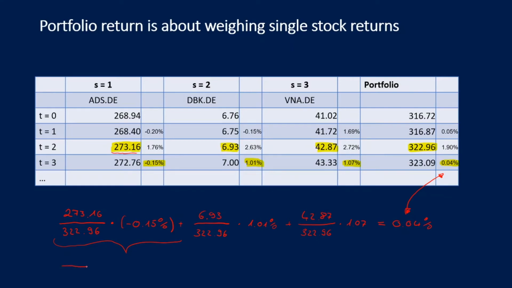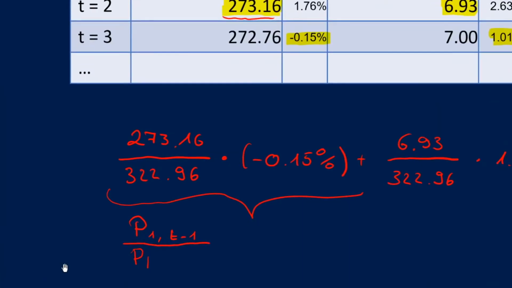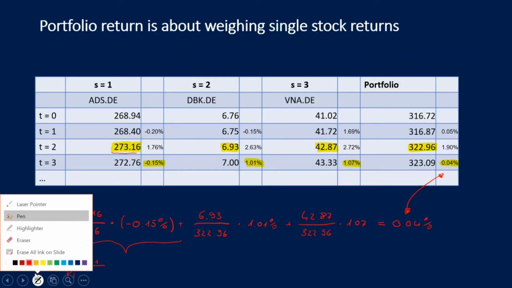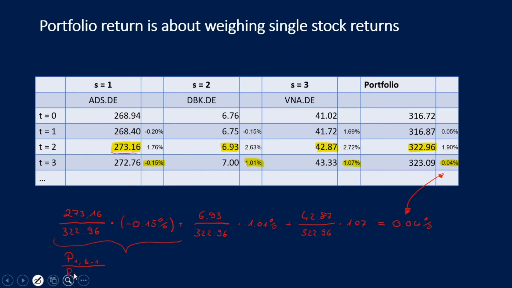So the weight then is P of share 1 in time t minus 1 for this day, of course. It's the value of yesterday. Then we have P of the portfolio, again in t minus 1, times, again a fraction line, because we're now going to calculate. So this was 273 divided by 322. So this is the portfolio weight.